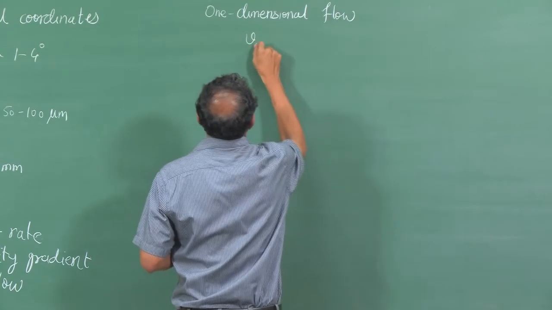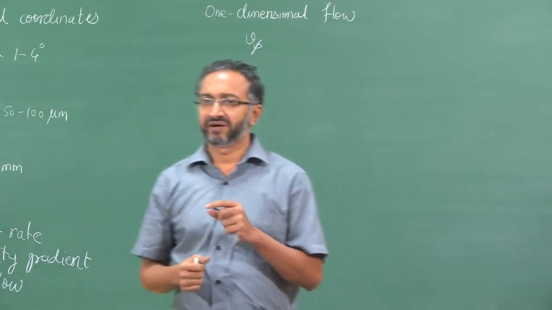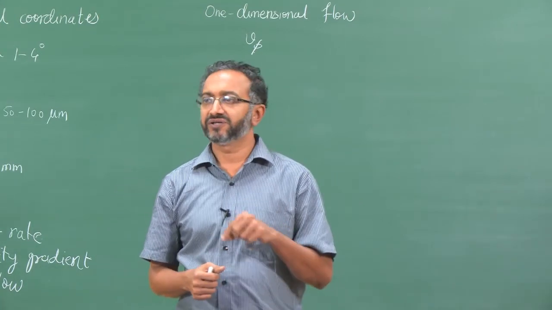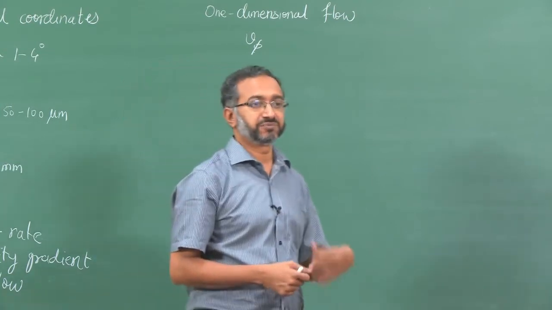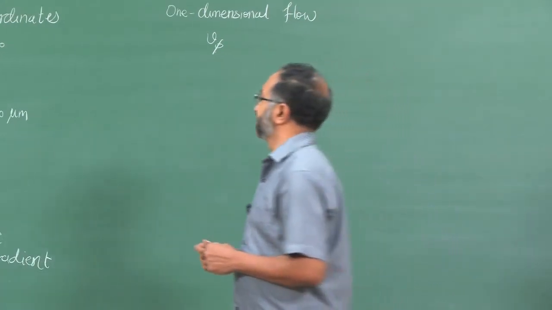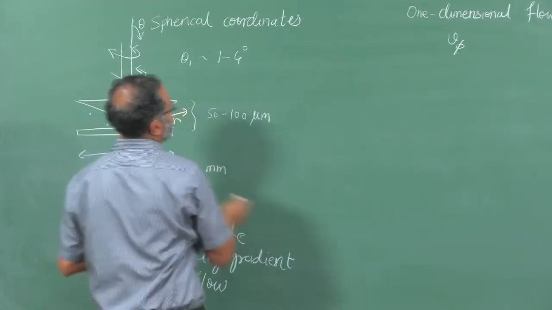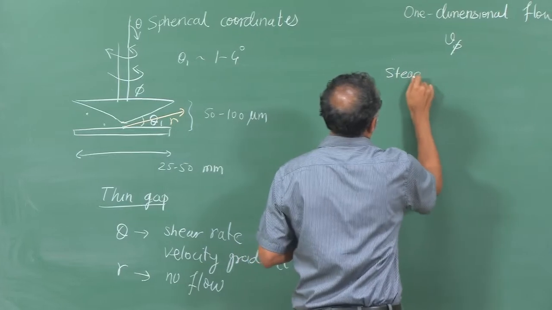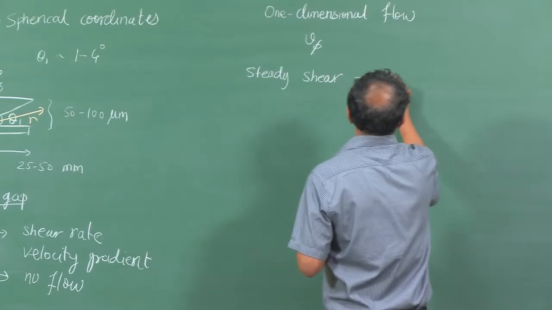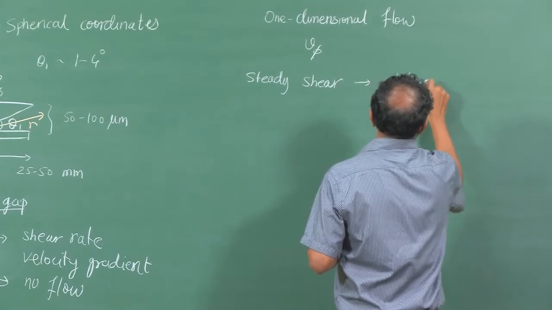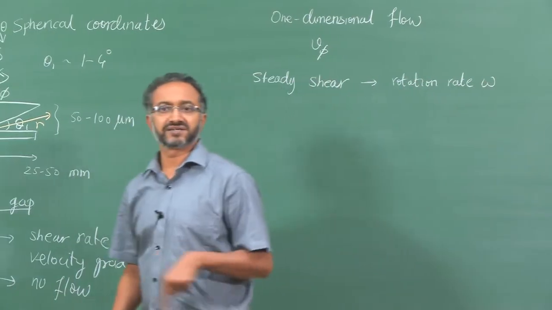So, we are only assuming V phi, right, and the flow arises in the geometry because the cone is being rotated, and this is an example of a Couette flow, where a solid surface is moving and causing the flow. And we can say that, in case of steady shear, it is being rotated at some rotation rate omega, right.